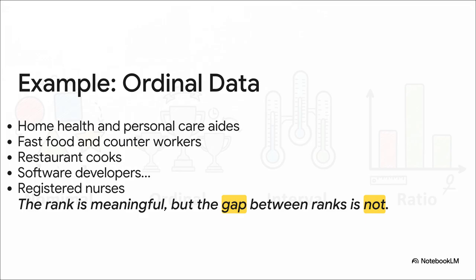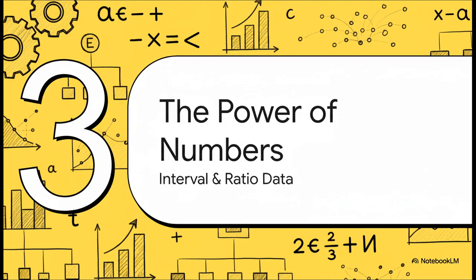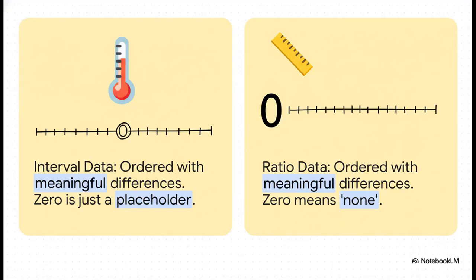We just can't tell. All right, let's switch gears and head back over to the quantitative side of the family tree. This is where things get really fun, because this is where we can start doing some actual math. The differences between our data points are about to become very meaningful. So, inside of quantitative data, there are two more levels, interval and ratio. Now, they're super similar. Both have an order and both have meaningful differences between values. But they are separated by one incredibly important idea.